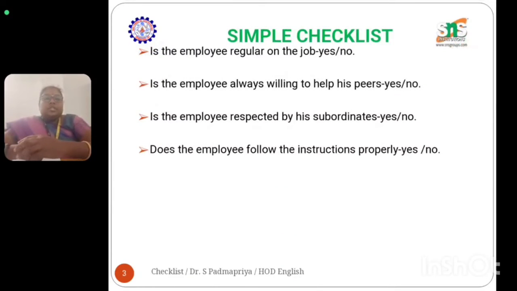So the simple checklist asks, is the employee regular on the job? He says yes or no. Usually the format of a checklist is that we will pose a question and we will answer it with either yes or no. So let us see this simple checklist. Is the employee always willing to help his peers? We will have a question, yes or no. Is the employee respected by the subordinates? So this is the basic type of simple checklist format.